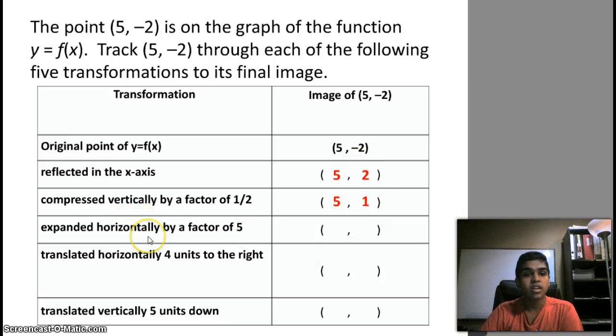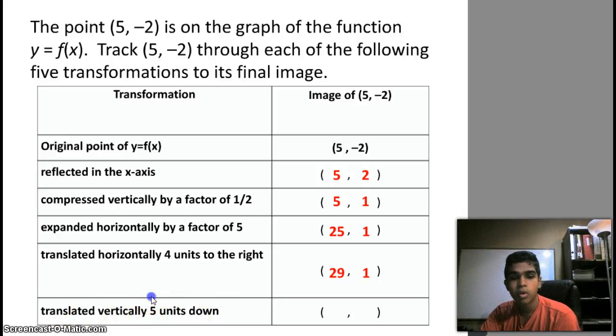Now we're expanding it horizontally by a factor of 5, and it gives us (25, 1). All that means is you're just making it wider by a factor of 5, so 5 times 5 gives us 25. And then we translate 4 units to the right, which gives us (29, 1) because you add 4 to your original 25 to make it 29. And finally, we are translating it 5 units down, which means you subtract 5 from 1, which gives us a final value of (29, -4).